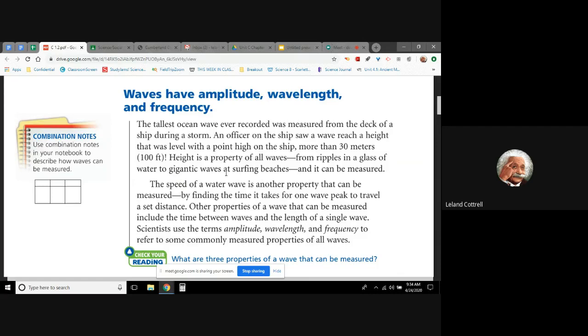The speed of a water wave is another property that can be measured by finding the time it takes for one wave peak to travel a set distance. Other properties of a wave that can be measured include the time between waves and the height of a single wave. Scientists use the terms amplitude, wavelength, and frequency to refer to some commonly measured properties of all waves.